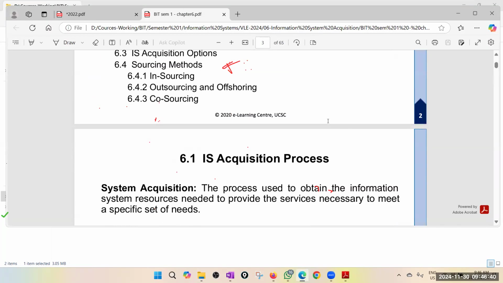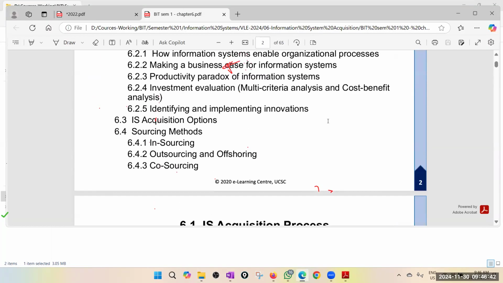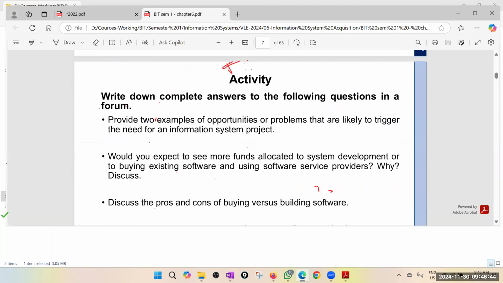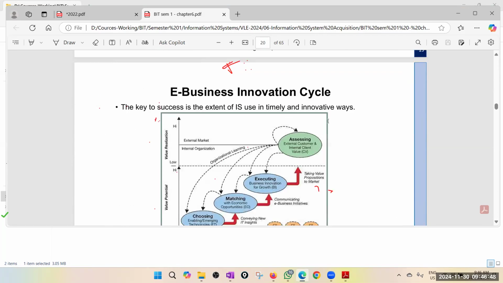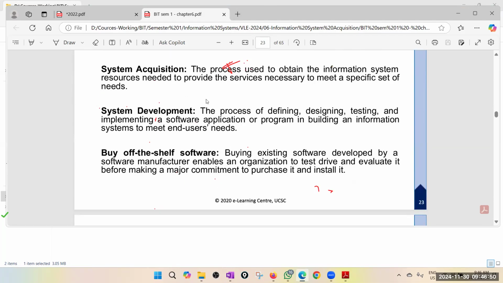Maybe from your reference book otherwise. Yeah, just double check. I can't find it in your note, okay? See whether what are the other two. Information system acquisition.